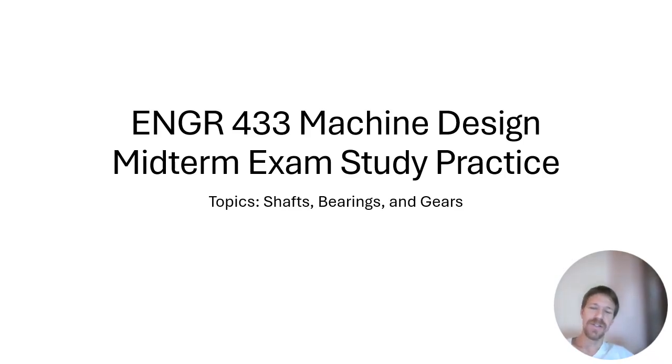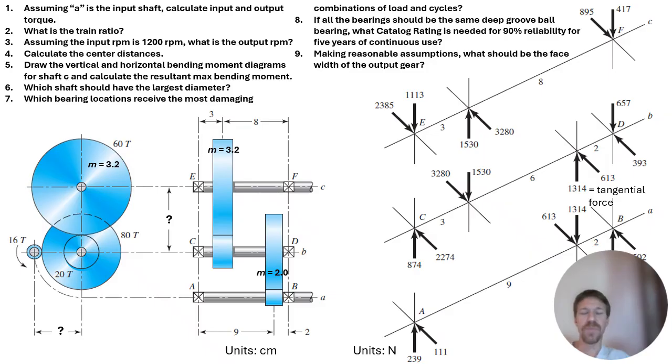Hello students, this is your ENGR 433 Machine Design Midterm Exam Study Practice, where we cover the topics of shafts, bearings, and gears. Very briefly, the example problem that we went through had these 9 parts to the question. You can read through those.